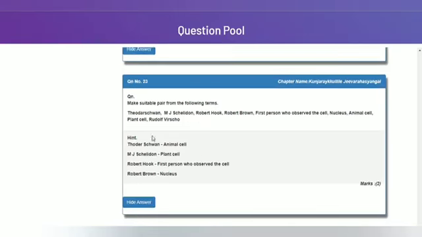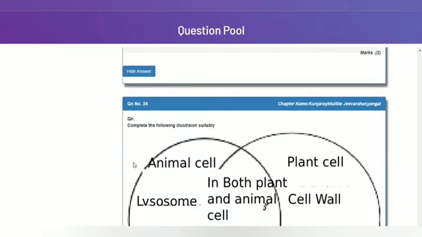Question number 23. Theodor Schwann, M.J. Schleiden, Robert Hooke, Robert Brown, first person who observed the cell, nucleus, animal cell, plant cell, Rudolf Virchow. These are the terms given, so we have to rewrite them. Theodor Schwann, animal cell. M.J. Schleiden, plant cell. Robert Hooke, first person who observed the cell. Robert Brown, nucleus. That is, Theodor Schwann, who proposed the animal cell; M.J. Schleiden, plant cell; Robert Hooke, first person who observed the cell; Robert Brown, nucleus.